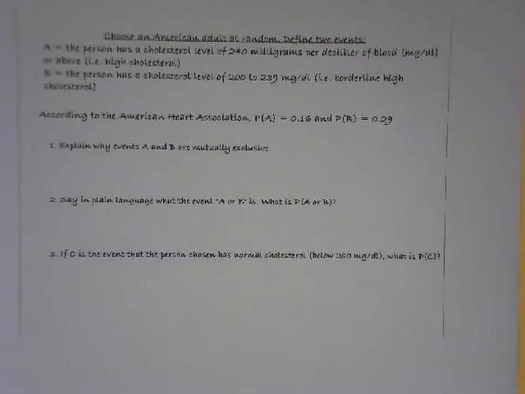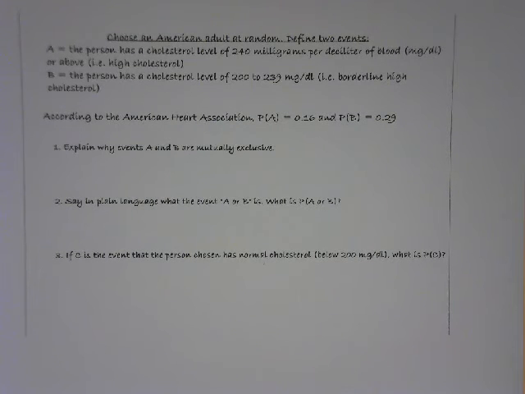So in this example, we're going to choose an American adult at random, and we're going to define 2 events. A, the person has a cholesterol level of 240 milligrams per deciliter of blood or above, also known as high cholesterol. And event B, the person has a cholesterol level of 200 to 239 milligrams per deciliter of blood, also known as borderline high cholesterol. According to the American Heart Association, the probability of A is 0.16 and the probability of B is 0.29.